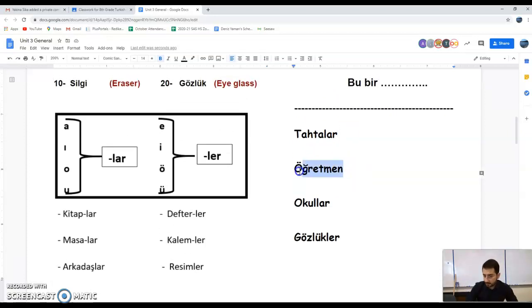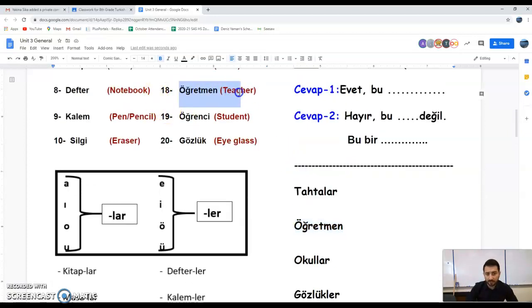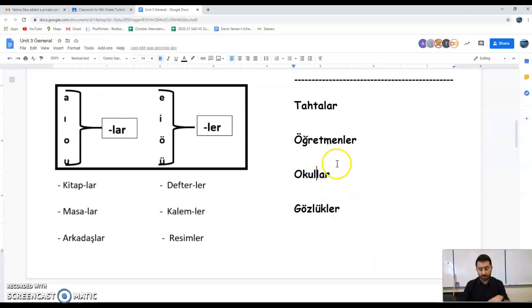Öğretmen, it was teacher, right? You remember? Öğretmen is teacher. In order to say teachers, I'm going to look at the last vowel again. Öğretmen. It is e sound, you see? So I'm going to say öğretmenler. That means teachers.